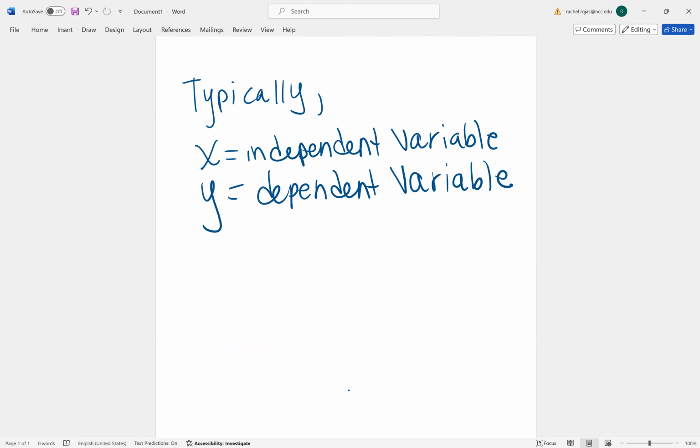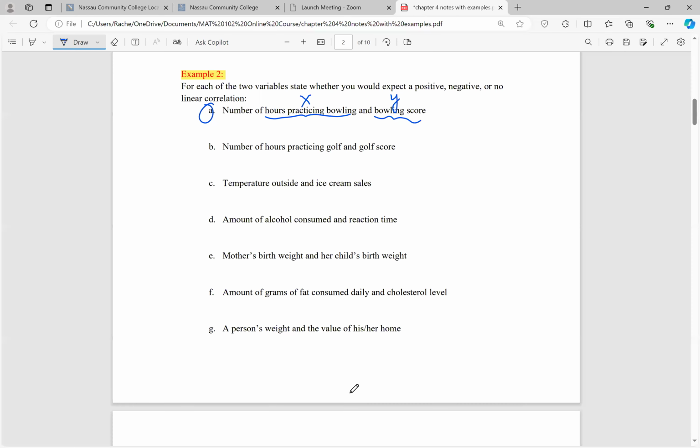So then the question becomes, how do you know which is which? Which variable should be X, which variable should be Y? Well, this is what I usually do. Because just think about it this way. The dependent variable depends on the values of the independent variable. So the values of y are going to be influenced by x, in other words, and x doesn't get affected by y's values because it's independent. So like, let's go back to this example, part A. What's going to depend on what? Is the number of hours that you practice bowling going to depend on your bowling score, or is your bowling score going to depend on the number of hours that you practice bowling?